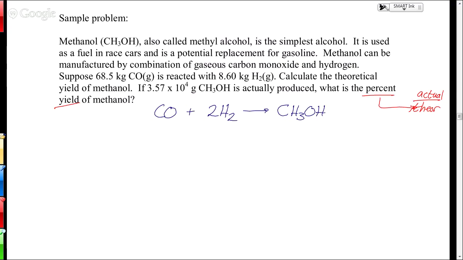Hydrogen? So hydrogen is limiting? You thought it was CO? Well, let's look at the moles. What did you get for moles of each of these? So in grams, we've got 68.5 kilograms of this one and 8.6 kilograms of this one. What did you get in moles for those? Did we do those conversions?